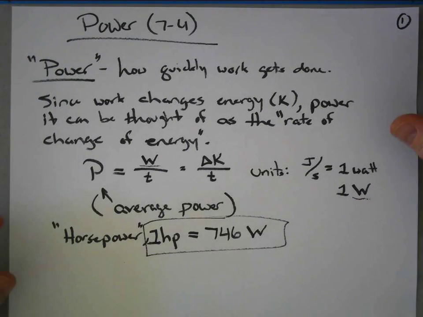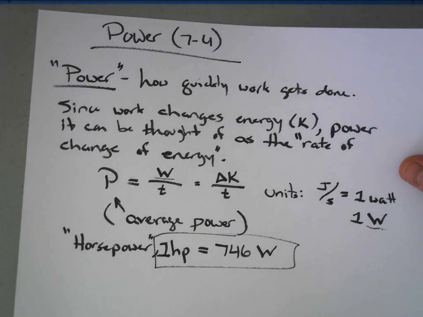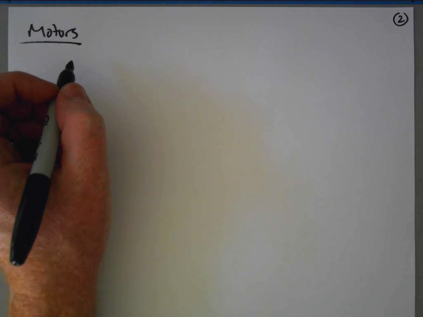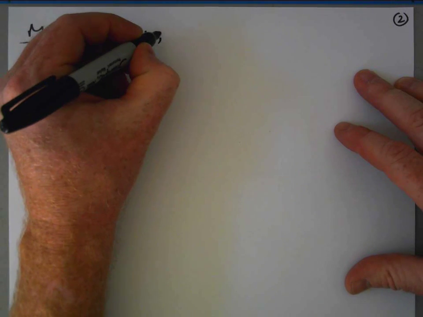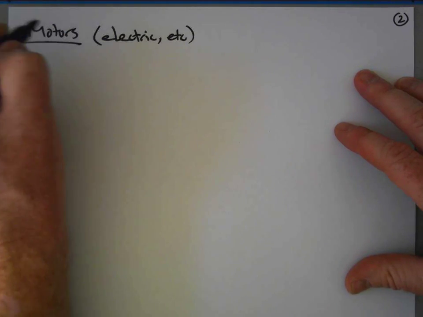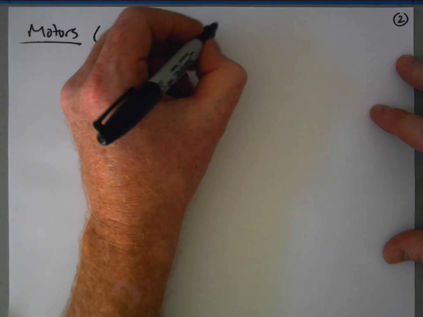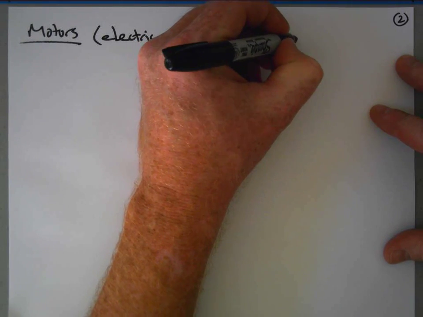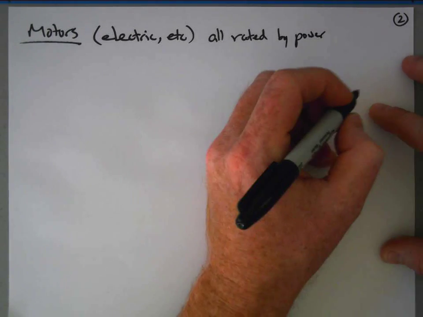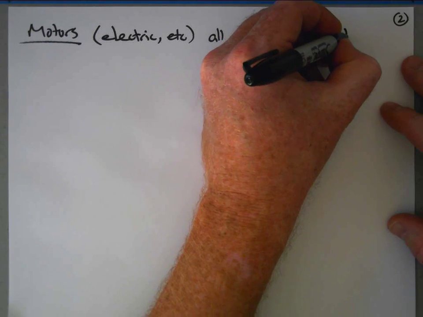All right. So what's the deal with power? Well, first, we can look at motors. As this idea of power applies to motors, and this could be electric or otherwise, doesn't matter, any kind of motor, they're typically all rated in terms of power. I'll call it power output.